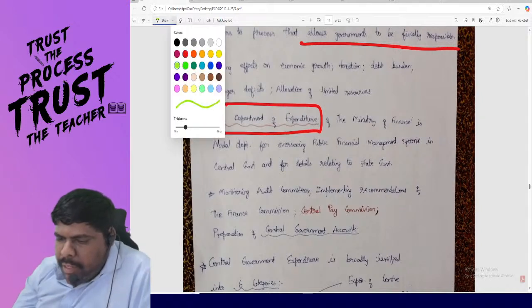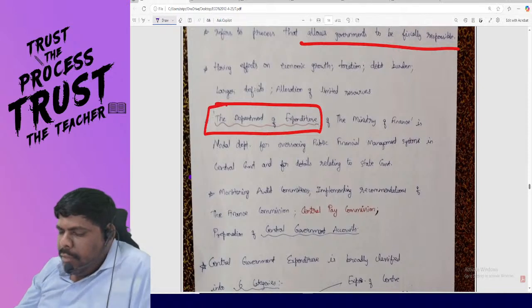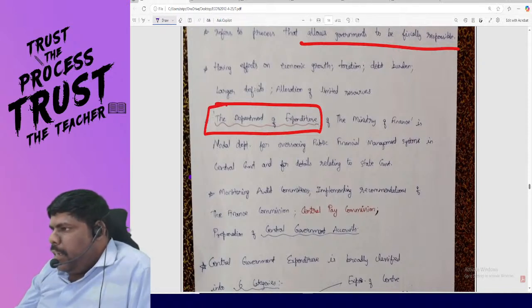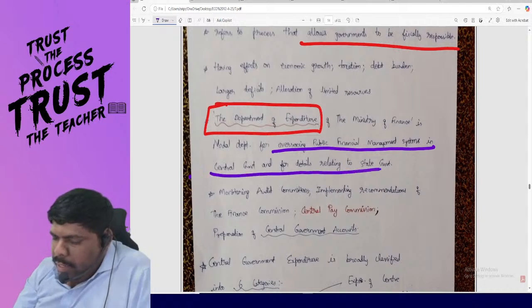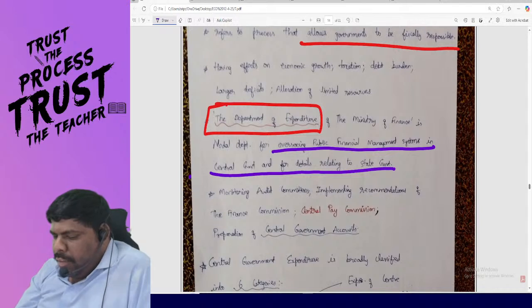There is something called the Department of Expenditure of the Ministry of Finance. It is a separate department within the Ministry of Finance, and it is responsible for overseeing central government and state government expenditure. Every government should get approval from them. Only based on their approval are they eligible to spend the amount. So make sure you have an idea about this.